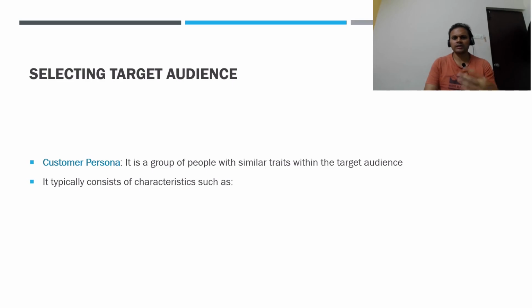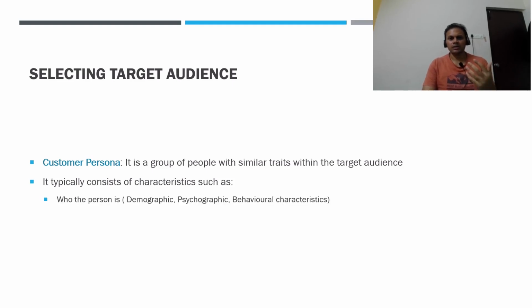Typically the characteristics of creating a customer persona are who the person is. Basically you want to know their demographic details like age, gender, and their interests, their psychographic and behavioral characteristics. And then you would want to understand what they really want to achieve. What is it that they really want? How do you do that? Why is that so important?